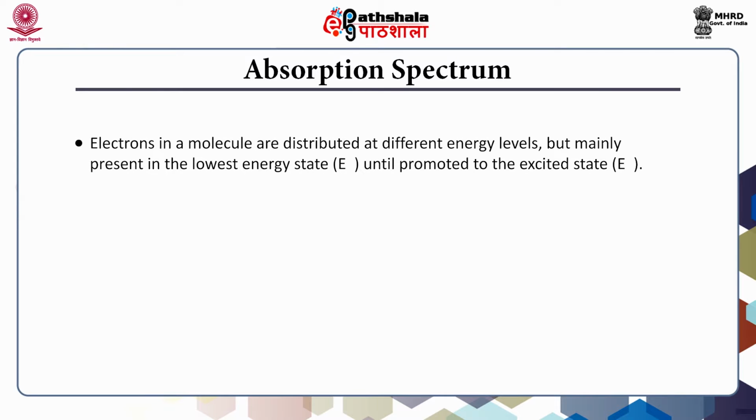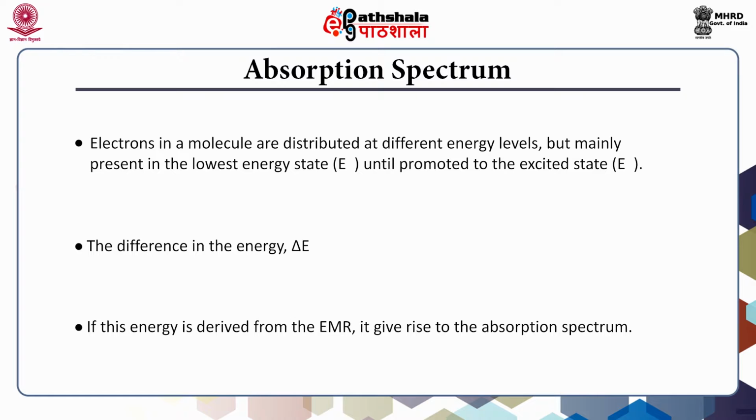The electrons in a molecule are distributed at different energy levels but mainly present in the lowest energy state, which is denoted by E1, until promoted to the excited state, which is denoted by E2. The difference in the energy in terms of quantum, denoted by delta E, is required by the electron to reach the higher energy state, that is, the excited state. If this energy is derived from the electromagnetic radiation, it gives rise to the absorption spectrum, which is described as the range of wavelengths which are absorbed by the electrons of the molecule to reach the excited state.